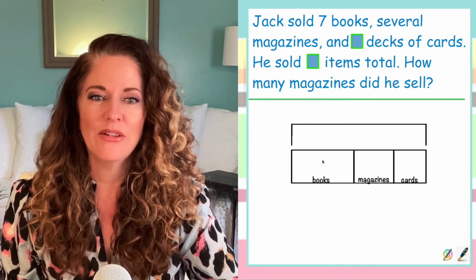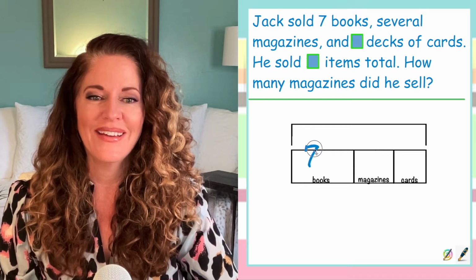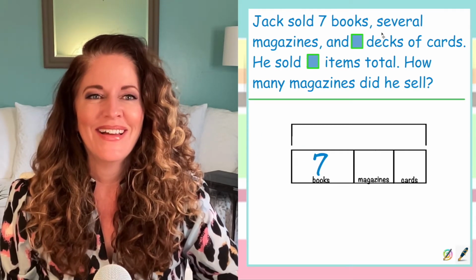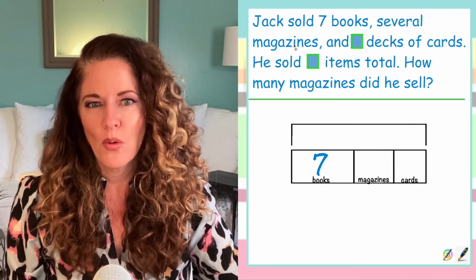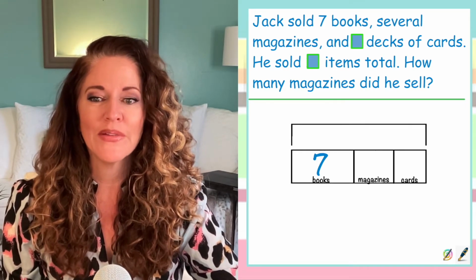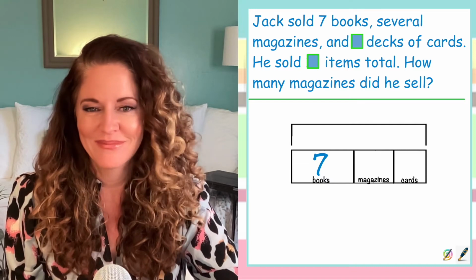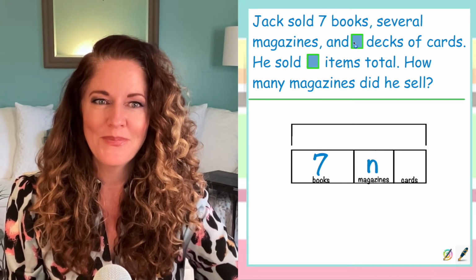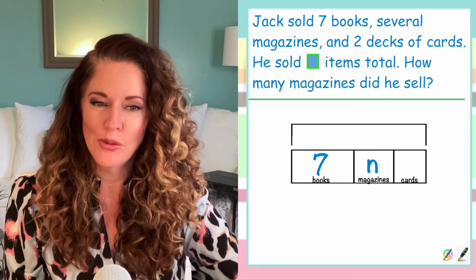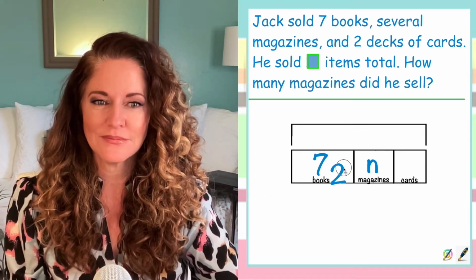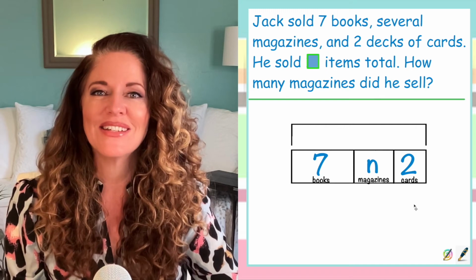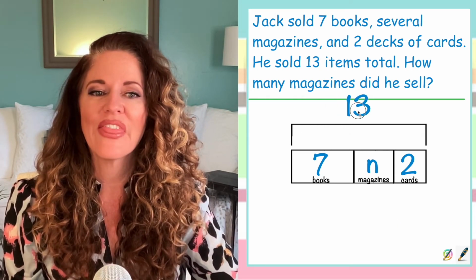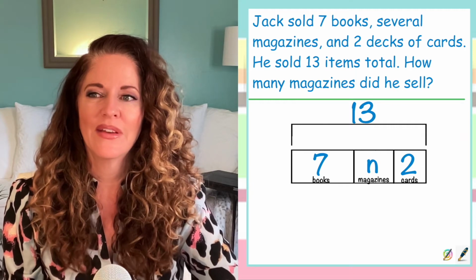He sold 7 books. Okay, everybody do your 7 books, just like I'm doing. He sold several magazines. Remember, several means some. So I don't know how many that is. So that's our unknown. And he sold 2 decks of cards. So we slide in that 2. And that's for a total of 13 items.